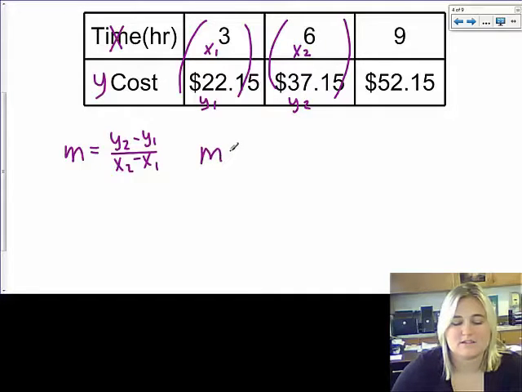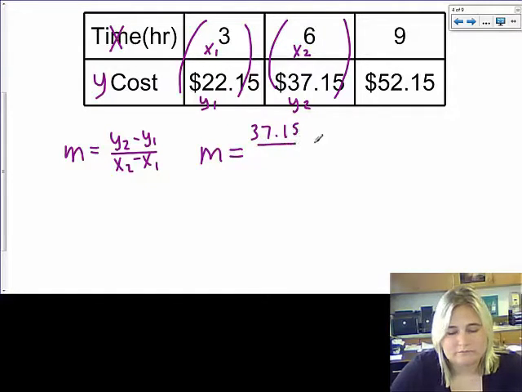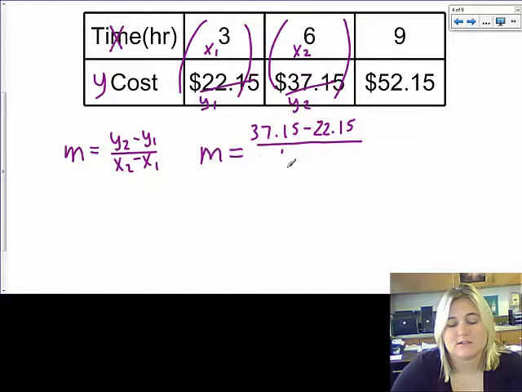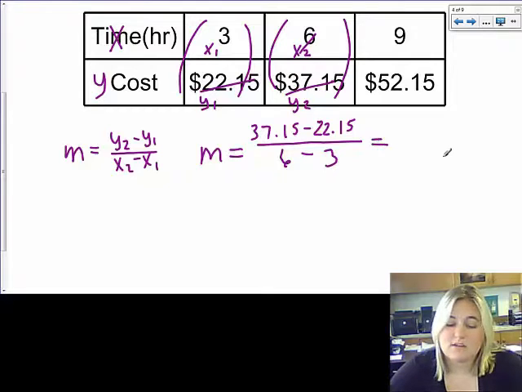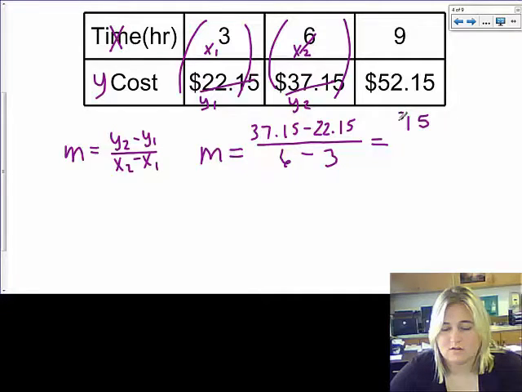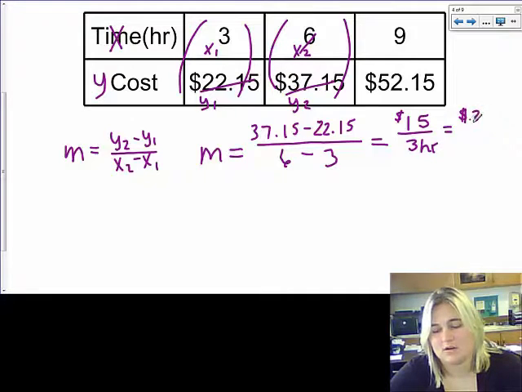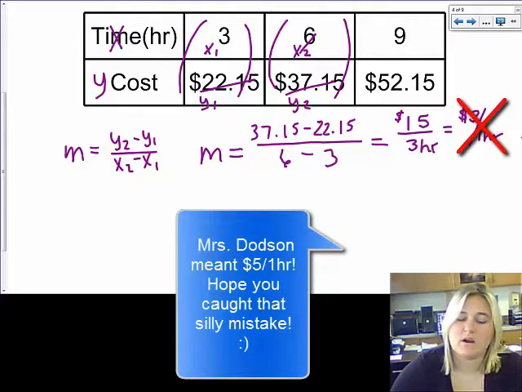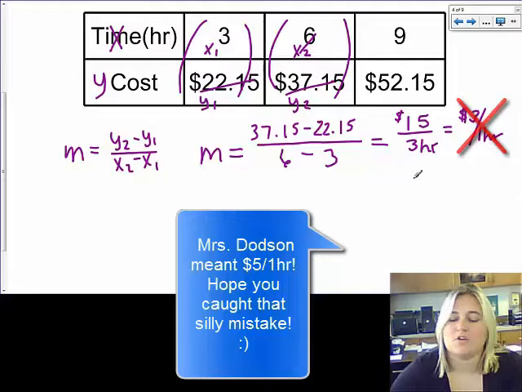So m, or my rate of change, my slope, is equal to y sub 2, which is 37.15, minus y sub 1, which is 22.15, over x sub 2, which is 6, minus x sub 1, which is 3. Well, when I subtract these, 37.15 minus 22.15 is going to get me $15 over 3 hours, which will reduce, I can divide those, to $3 per 1 hour. So that is the rate of change. For every additional hour, you're going to be charged $3 more.